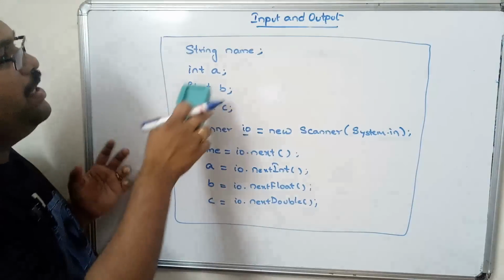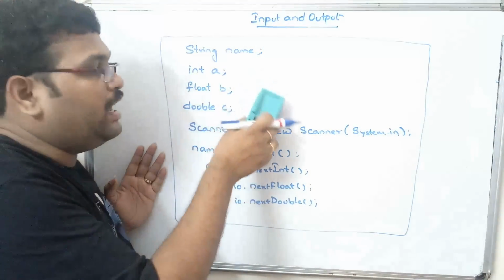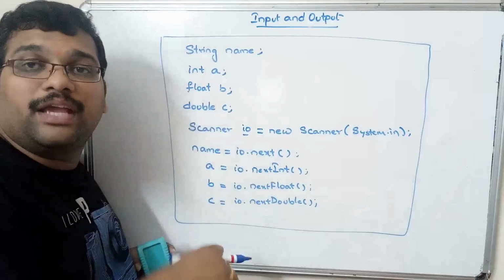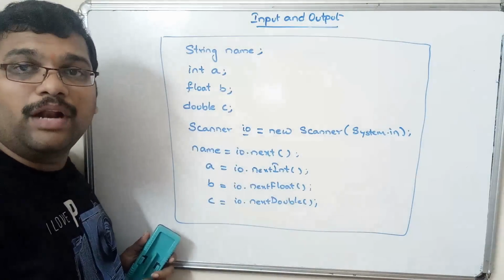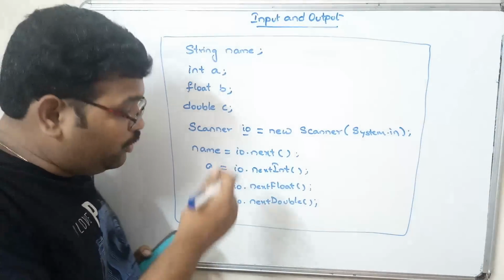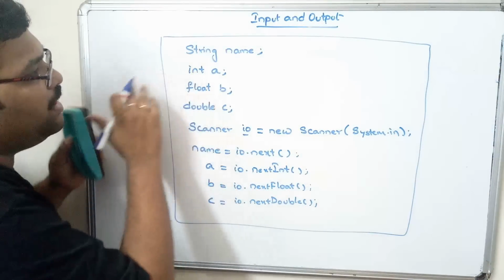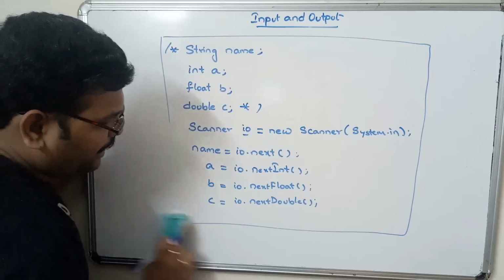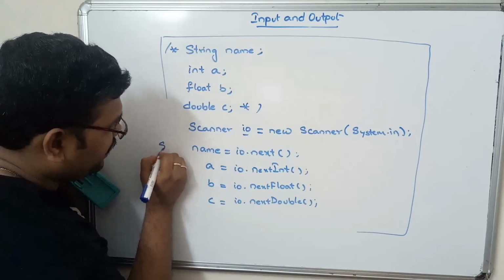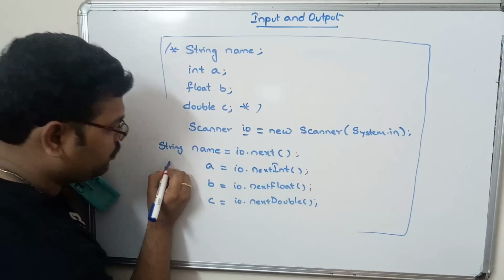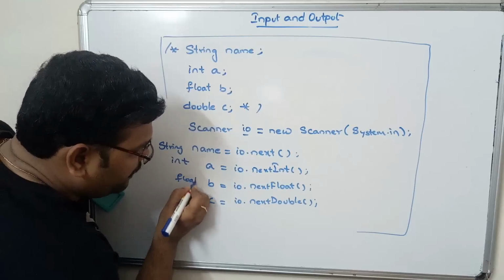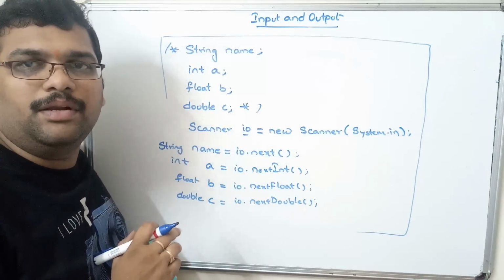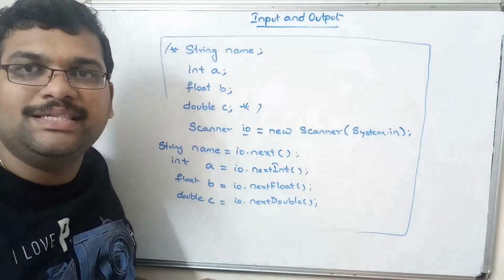Here we need not declare the variables at one place. In our C program we first have to declare the variables, and only then use them. But here, while using the variables themselves, we can declare them. Directly we can remove this part, and at the time of initialization itself we can declare the variables: String name is equal to, int a is equal to, float b is equal to, double c is equal to. So at the time of usage itself we can declare a variable, right? That is one more thing available in Java programming.